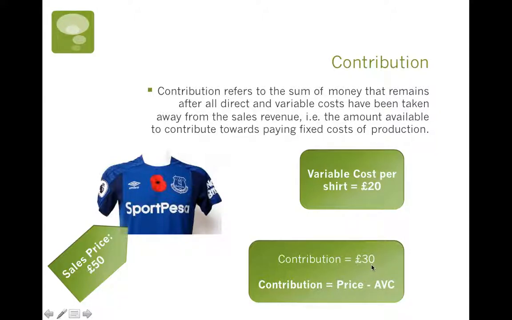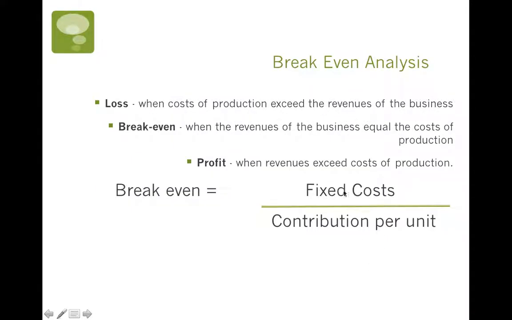Okay, so the calculation is very simply fixed costs, the total fixed costs, divided by the contribution per unit will tell me how many units I need to sell to cover all of my fixed costs. That is break even. Break even is the number of units that I have to sell to cover all fixed costs, calculated as fixed costs divided by contribution.